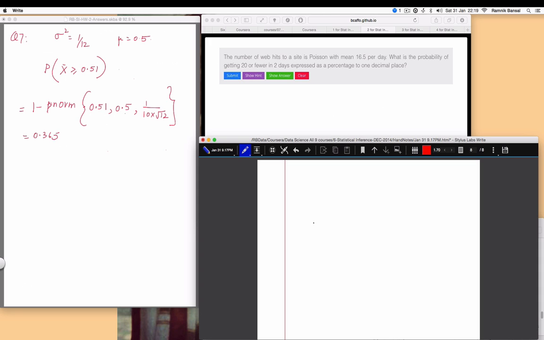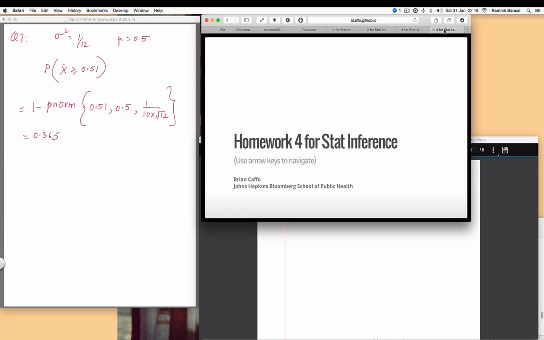Probability, cumulative probability of getting 20 or fewer in 2 days. I forgot the question. Let's look at how the Poisson distribution graph looks.